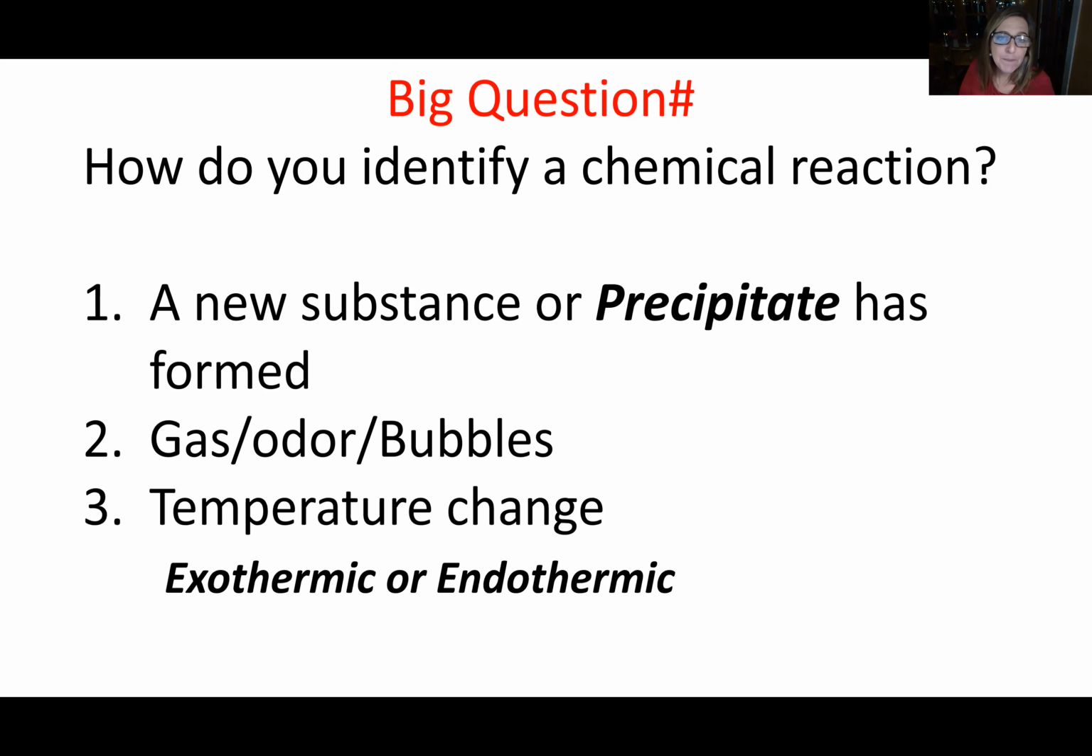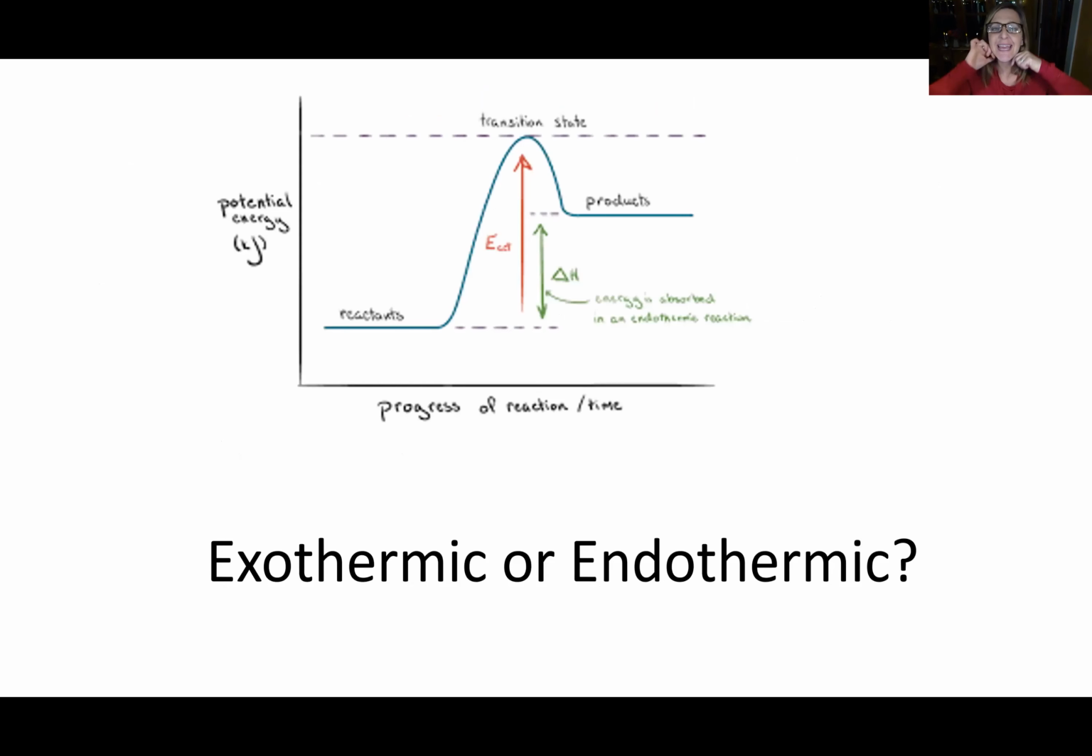If there is a temperature change, and those temperature changes, we're going to call them exothermic or endothermic, that is solid proof that a chemical reaction is occurring. And last, some kind of a color change. If I take this chemical, mix them together, and poof, I get a whole new color, that's evidence that a chemical reaction has occurred. So taking a look at some graphs here, exothermic or endothermic?